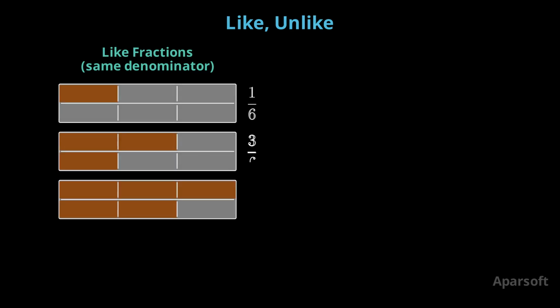When we have a group of fractions, we can call them like or unlike. Like fractions share the same denominator. Look at these bars, 1/6, 3/6, and 5/6. They are all cut into 6 equal pieces. Because the pieces are the same size, we can easily compare them, add them, or subtract them.